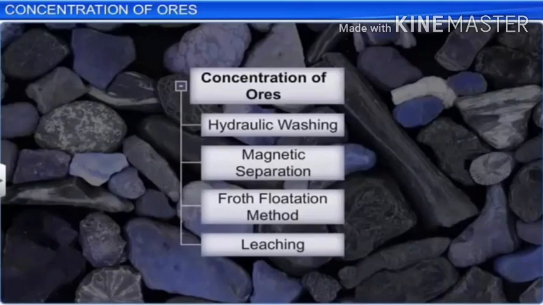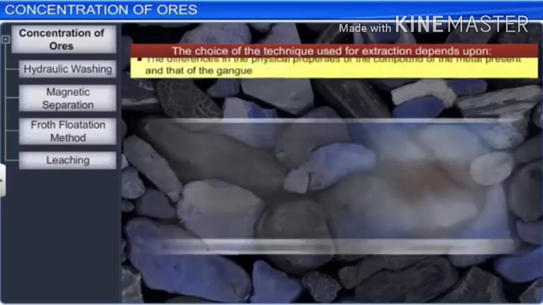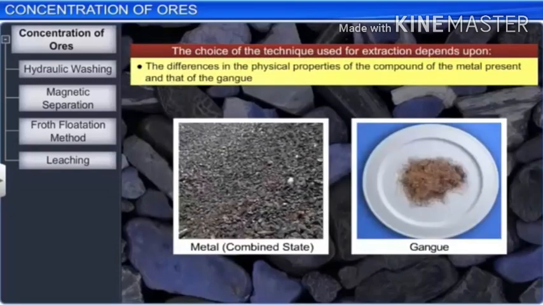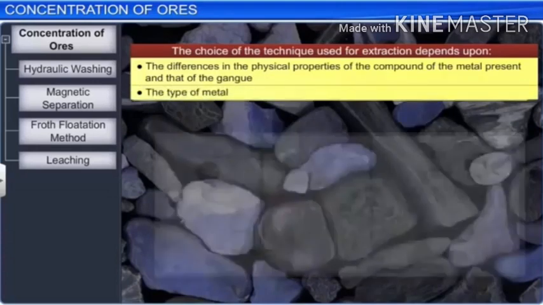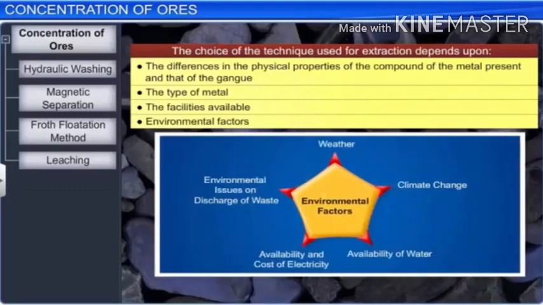Concentration of the ore can be done by any of these methods: hydraulic washing, magnetic separation, froth flotation, or leaching. The choice of the technique used for the extraction of metal depends upon the difference in the physical properties of the compound of the metal present and that of the gangue, the type of metal and the facilities available. It also depends upon environmental factors.